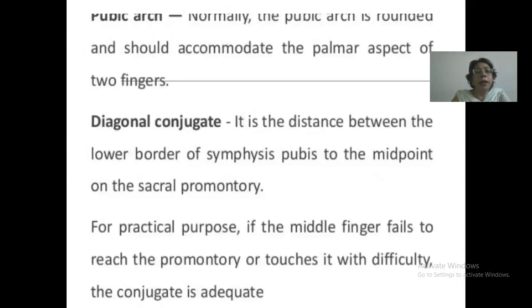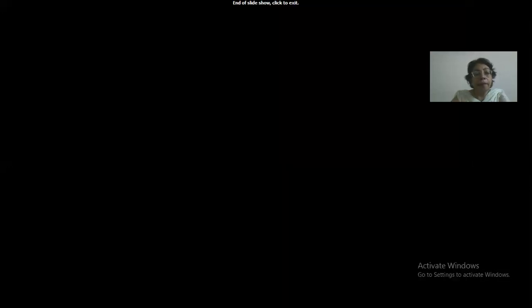Now, when you come down below the pubic arch, before you remove the fingers, try to accommodate the palmar aspect of your two fingers. The diagonal conjugate is the distance between the lower border of the symphysis pubis to the midpoint on the sacral promontory. For practical purpose, if the middle finger fails to reach the promontory or touches it with difficulty, that means your conjugate diameter is adequate. So that is all for today, and we will continue with the antenatal care in the next class.